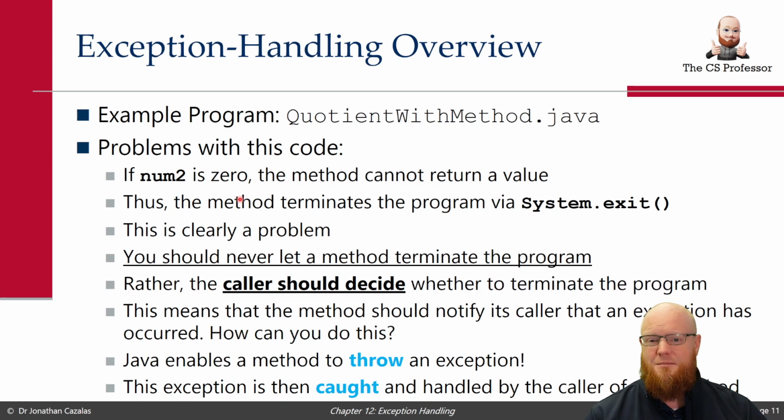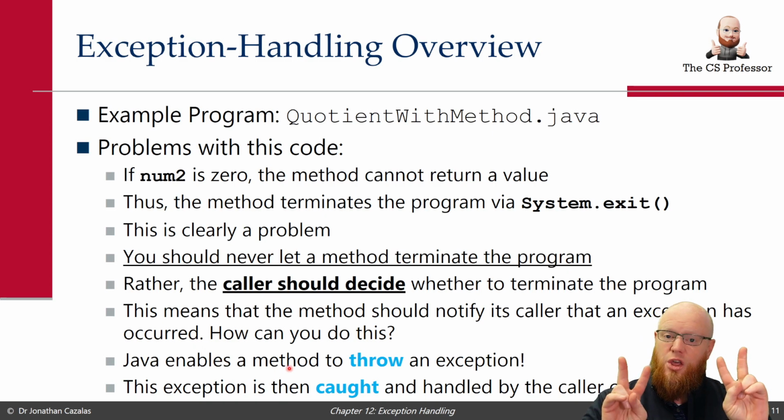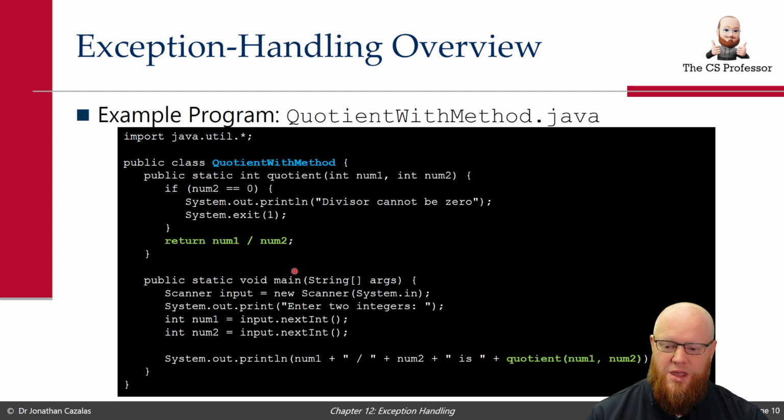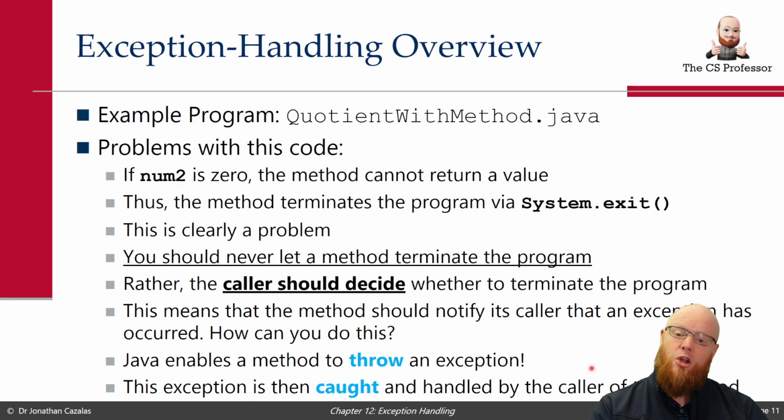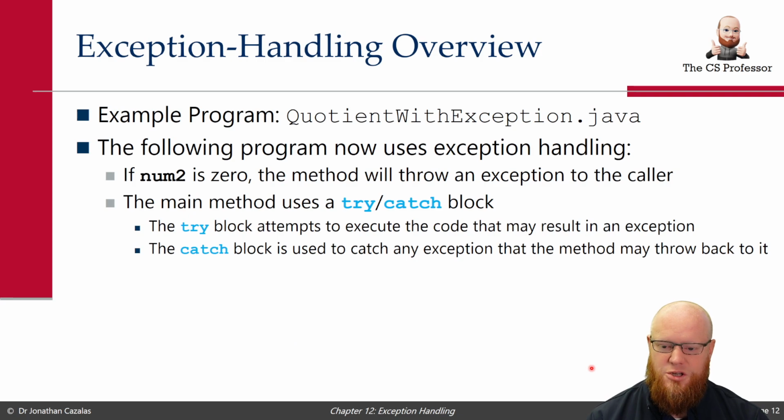It should tell main, hey main, you know what? You asked me to do this division. I'm having a problem with it. I want you to decide what you want to do. This is what is most appropriate. So Java enables this method to do what? To throw an exception. Java allows this quotient method to throw an exception, which basically means to tell its caller, yo, caller, heads up. This thing happened when you asked me to compute such and such, and then that calling method would catch that exception and would take appropriate action.